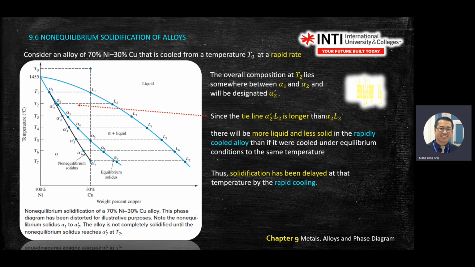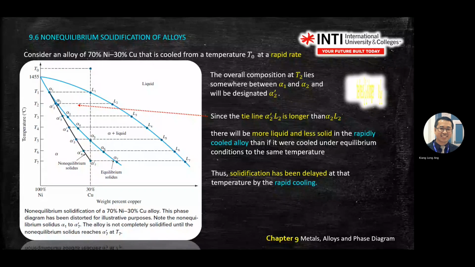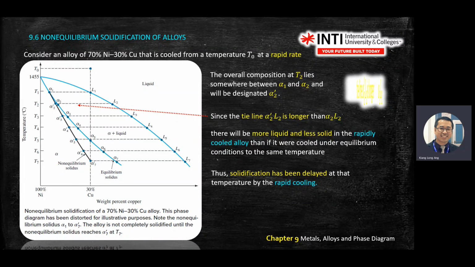So solidification will be delayed at that temperature by rapid cooling. So if you do rapid cooling, you have more liquid compared to the normal one. Okay, so maybe I write in black color. Can understand? So this one is alpha plus liquid. So there's more length compared to T2.